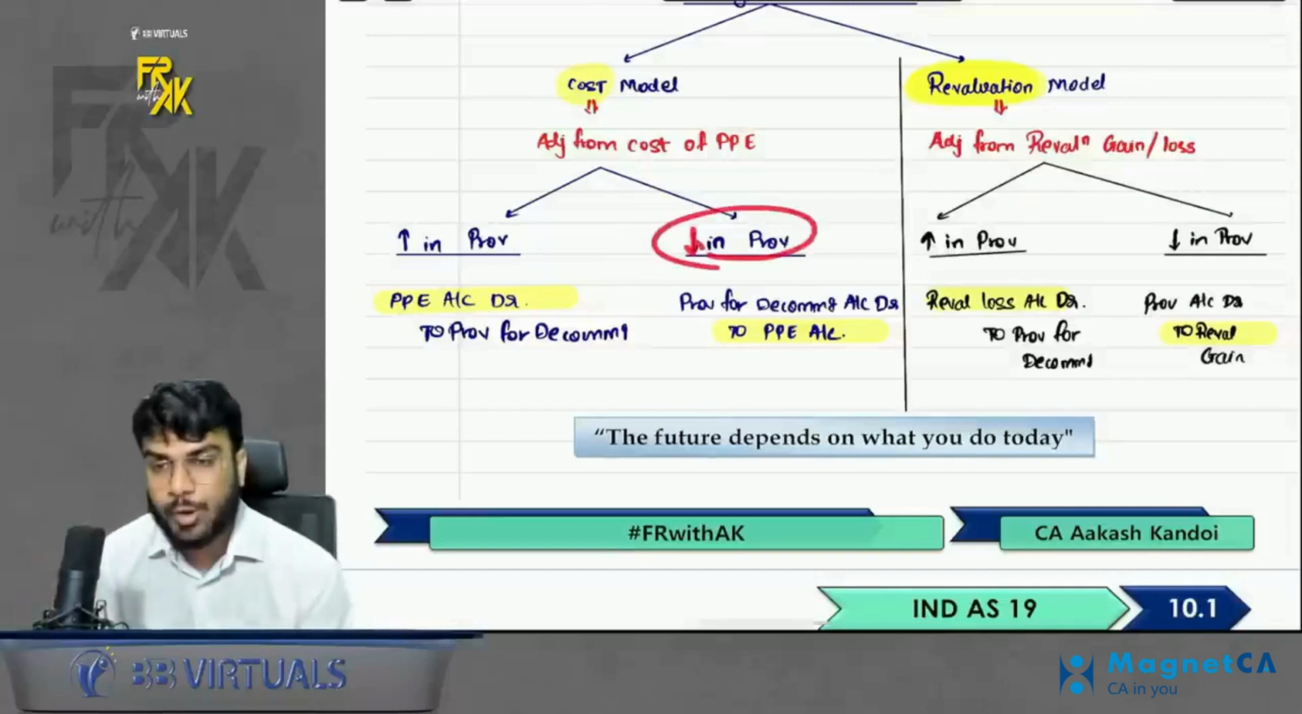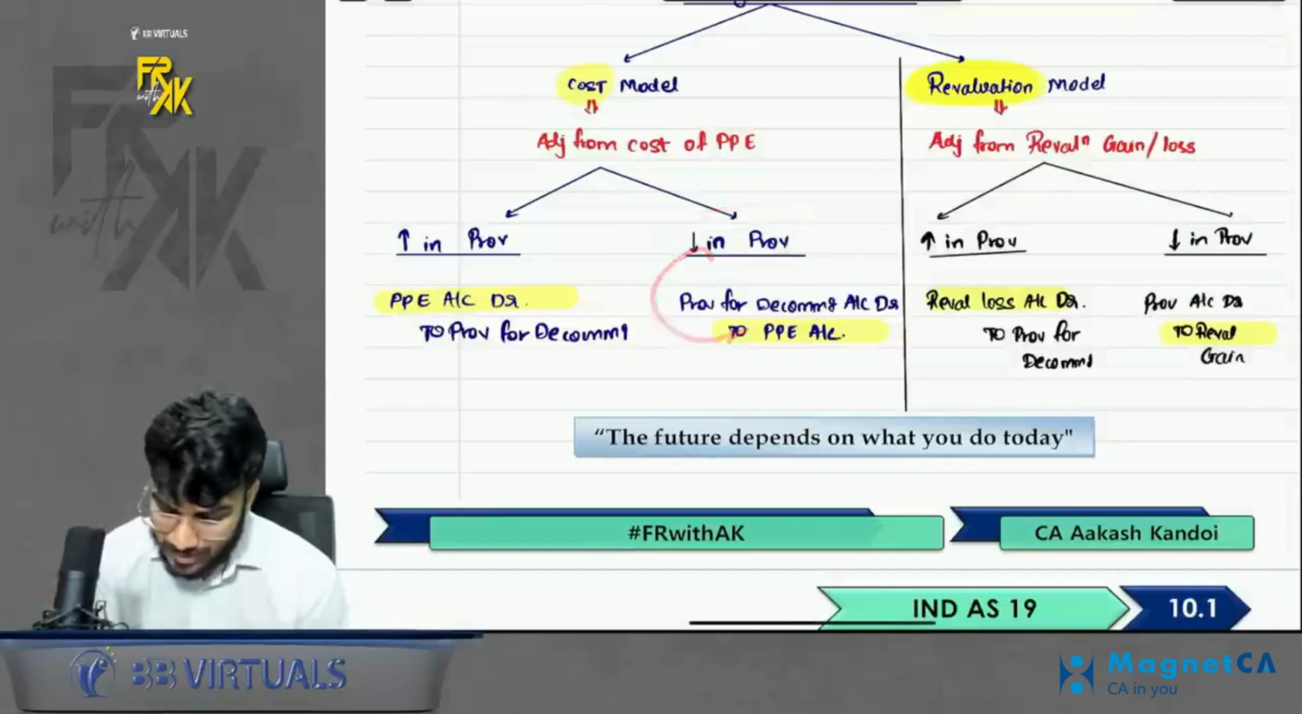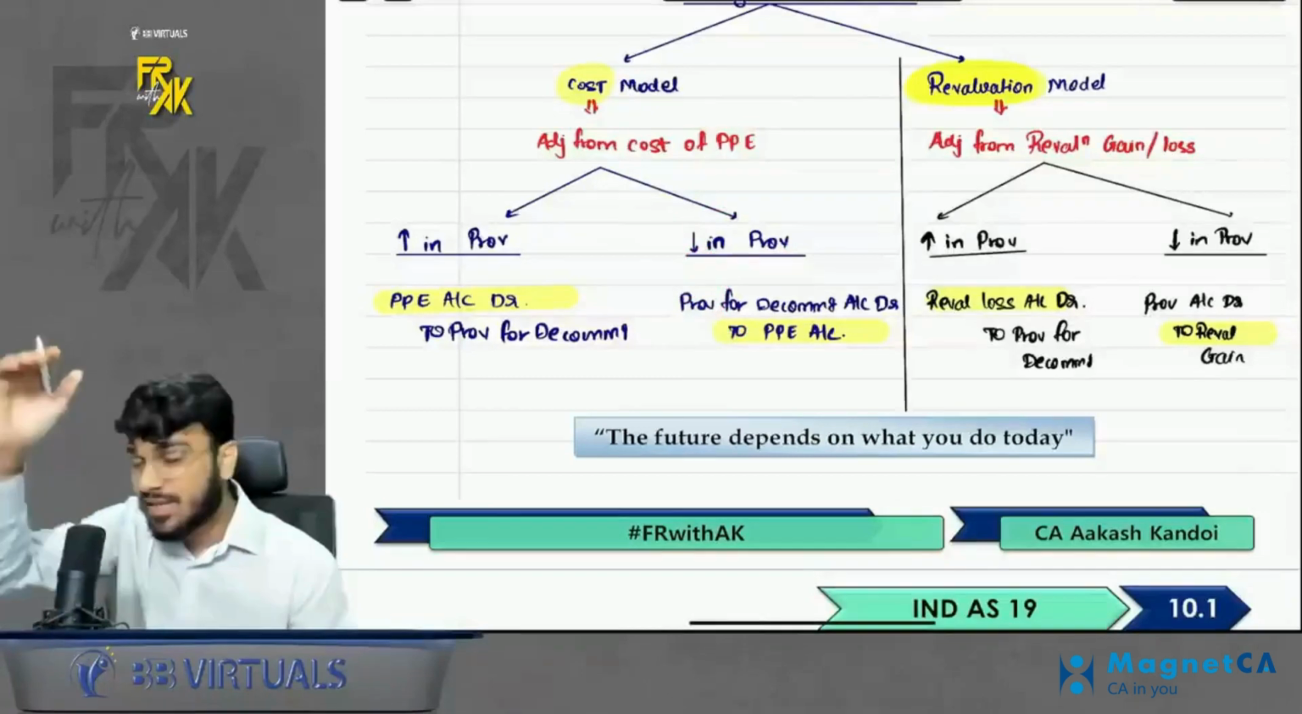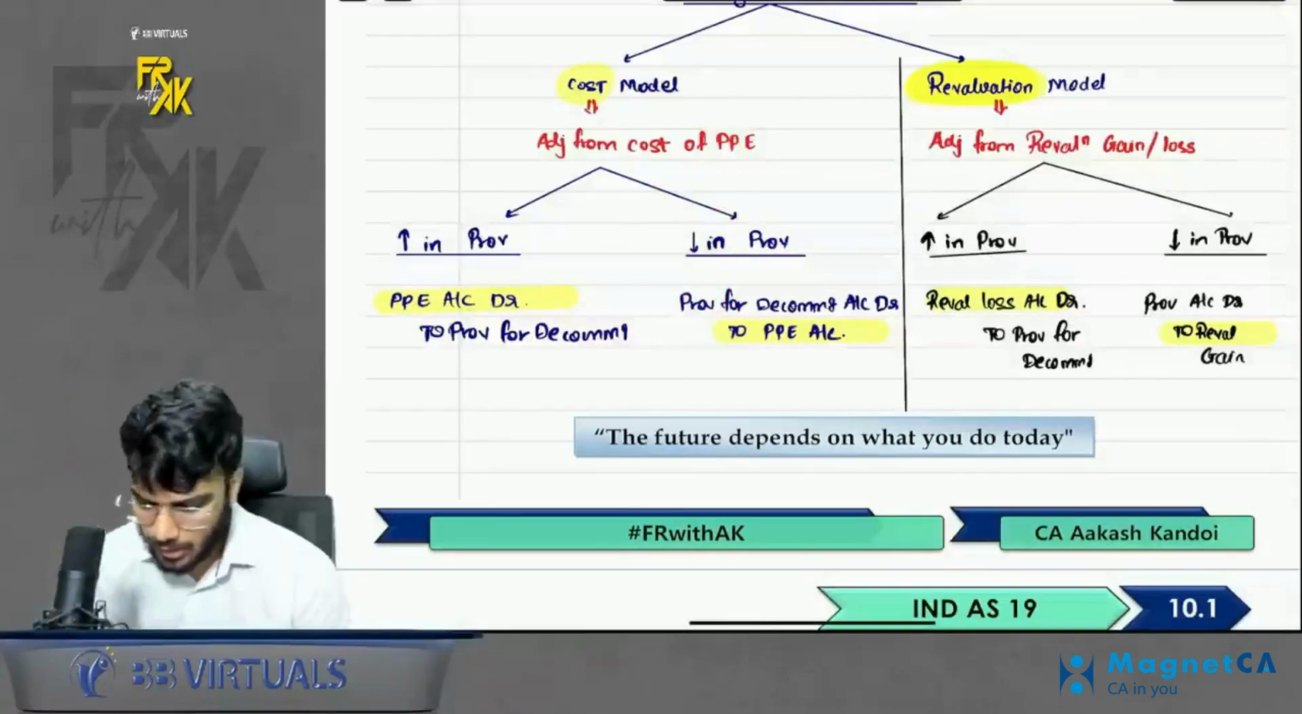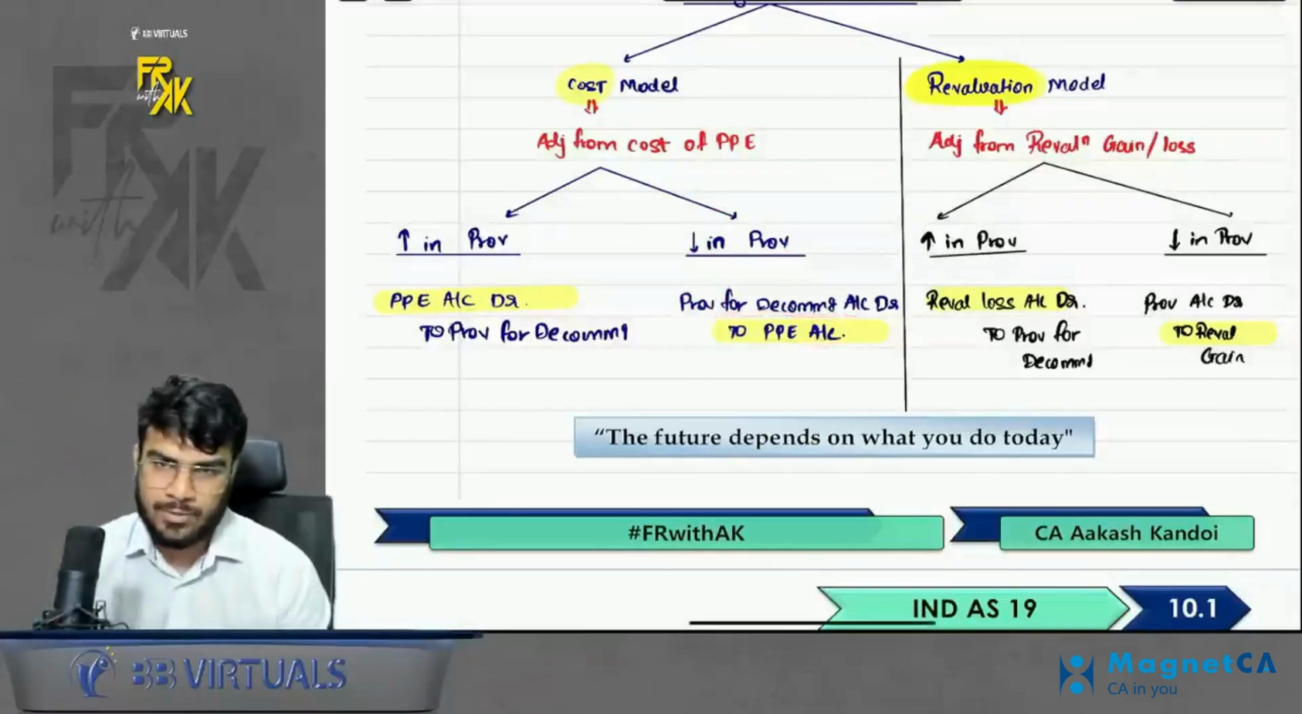Acha, if there is a decrease in provision, you will debit provision because the provision is reducing, liability reducing means debit it. The balancing figure will be the cost of PPE, so you will say credit to PPE.